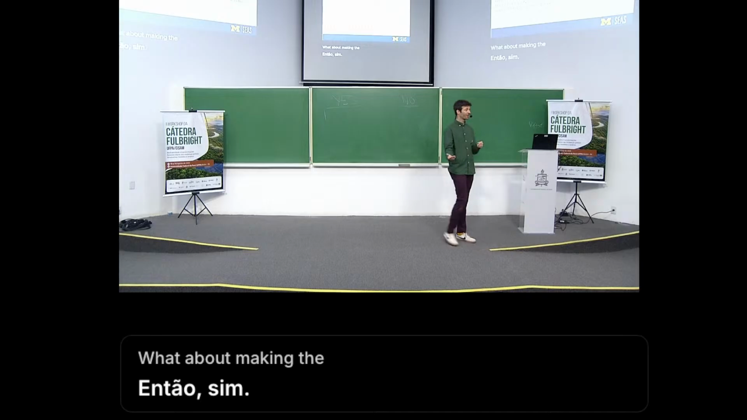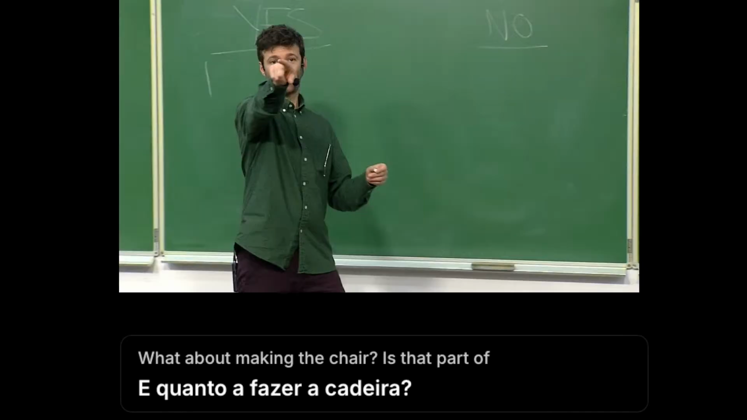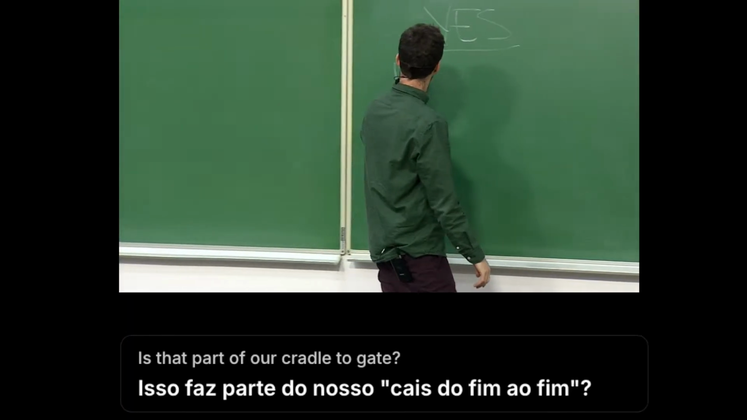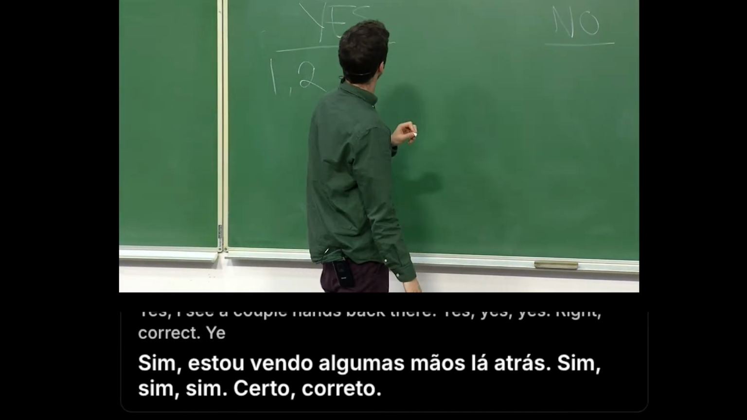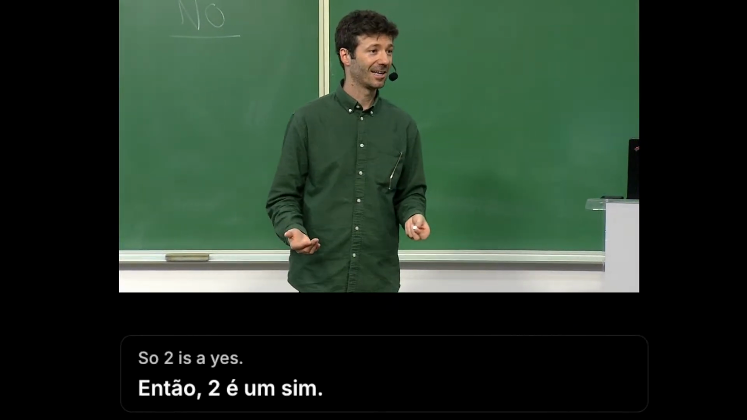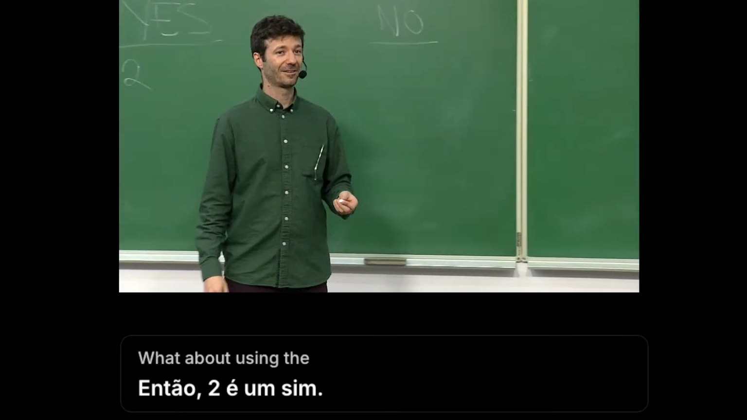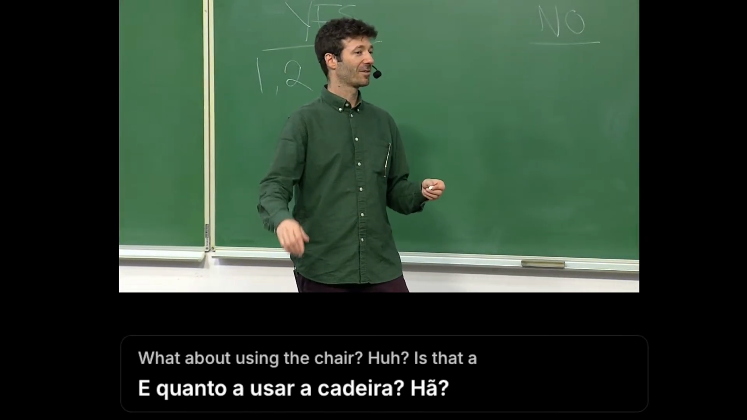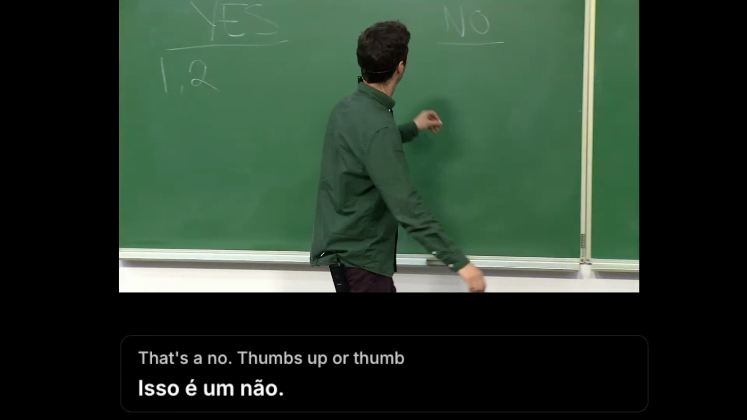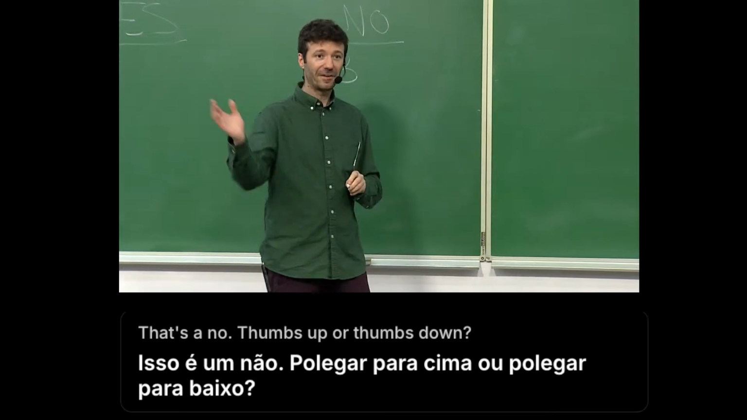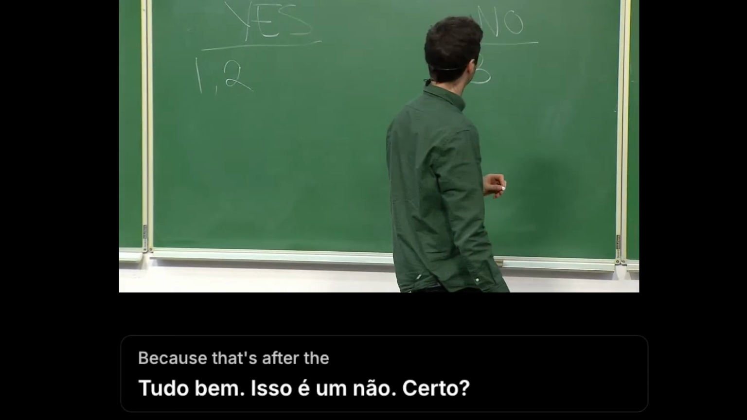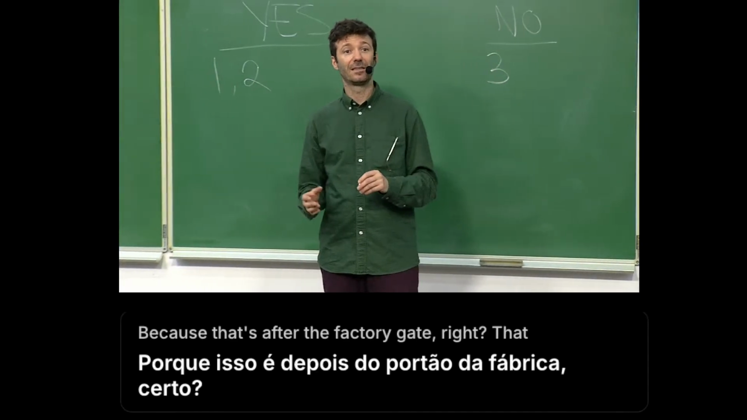So, yes. What about making the chair? Is that part of our cradle to gate? Yes, I see a couple hands back there. Yes, right, correct. Thanks, Dominic. All right. So, that's a yes. What about using the chair? Is that a yes or a no? To the left, no. That's a no, thumbs up or thumbs down? All right, that's a no, right? Because that's after the factory gate, right? We're ignoring that.